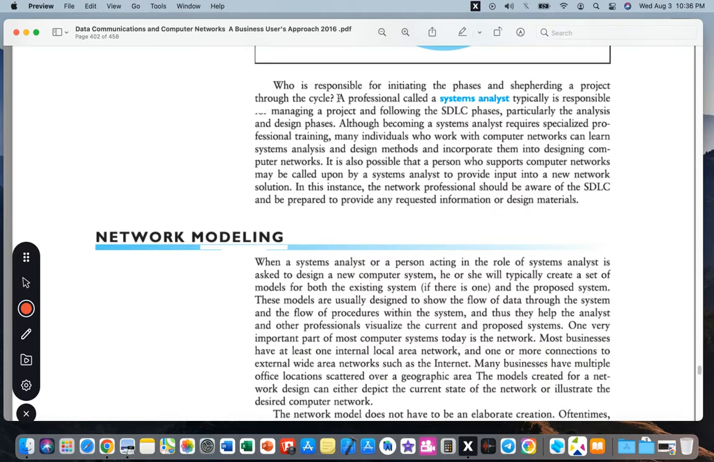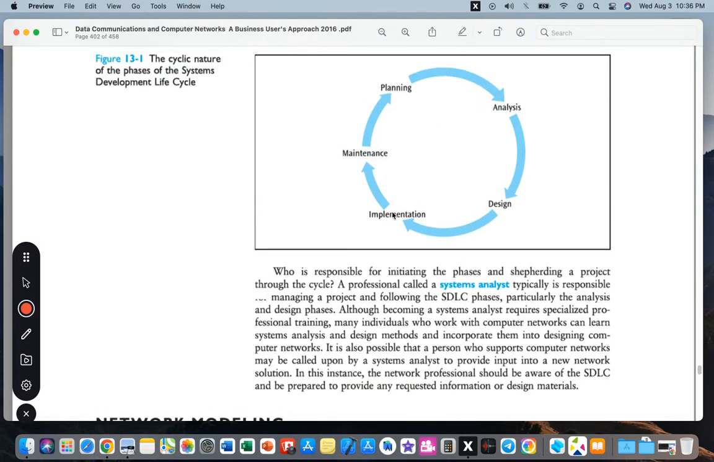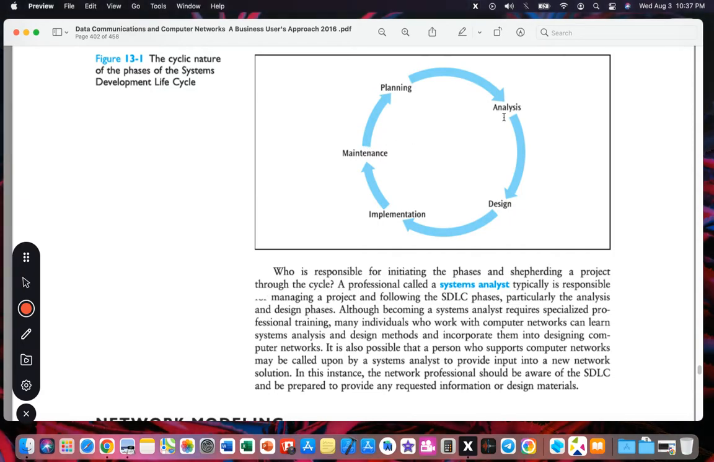A professional called a system analyst typically is responsible for managing a project and following the SDLC phases. The system analyst is responsible for following these 5 stages, particularly the analysis and design phases. He's not responsible for the implementation or the maintenance, but he's responsible for the planning, analysis, and design.